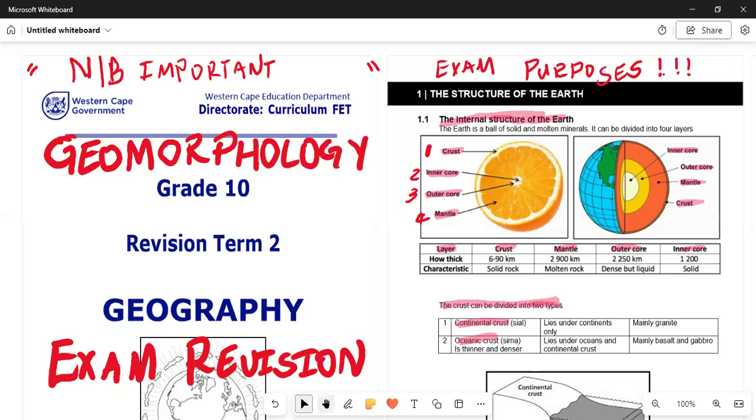Please do yourself a favor and listen to this concept until the end of this module, because this is a very important note that you need to consider if you want to do well in the examination that you are going to write now in term 4. Make sure that you are using that in term 2 with the geomorphology. This is the study of rock, and this is the revision for exam purposes.